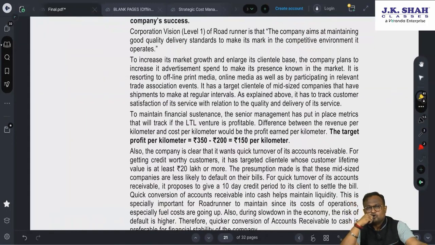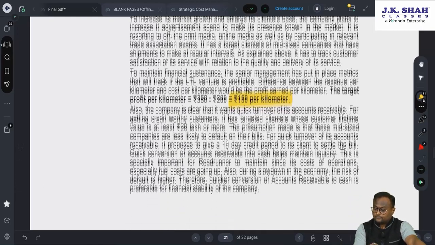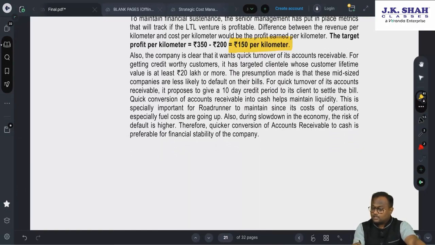So guys, now if you talk about the objective of this company, basically you are planning to get the financial supremacy. 150 per kilometer is your contribution. You are earning 350, you are spending 200. So the major concern here is the receivable. Since you are giving them a 10 days credit period and the lifetime value of customers is 20 lakhs, a huge amount can be at risk.